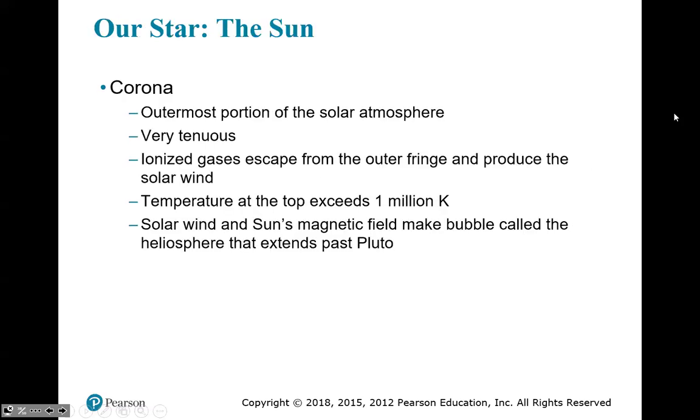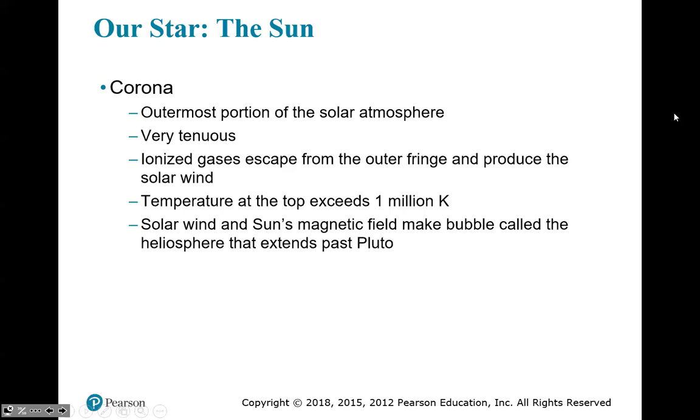And above the chromosphere is the corona. This is the outermost portion of the sun's atmosphere. It's very thin and tenuous. And this is where the ionized gases escape from the corona through what are called coronal holes, and produce the solar wind. The solar wind is this stream of charged particles being flung off from the sun that flies outwards continuously, and causes things like auroras.